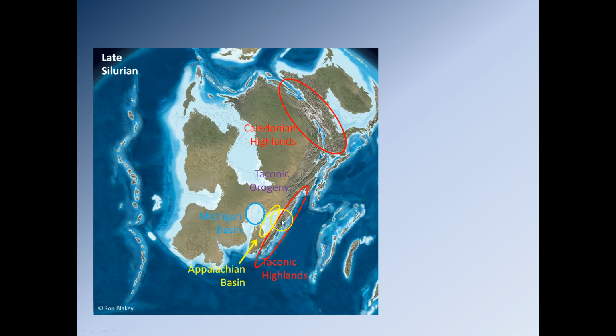And so we have sediment coming off the Tectonic highlands, coming across and entering into the Michigan Basin. But you can see the Michigan Basin itself is isolated, and it's being cut off by a ring of reefs that form along the margin of the basin.